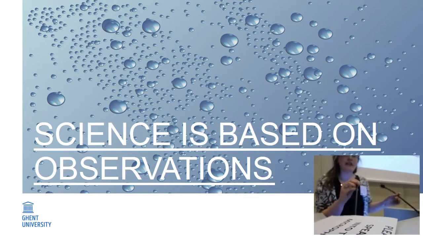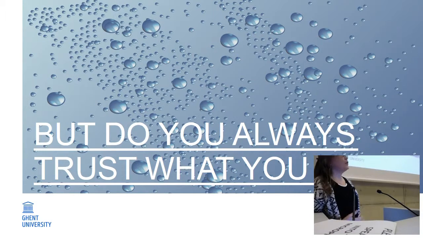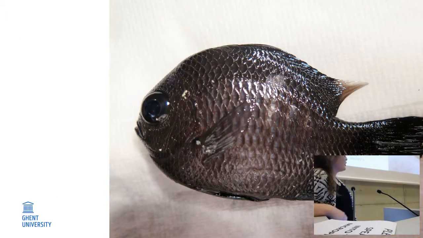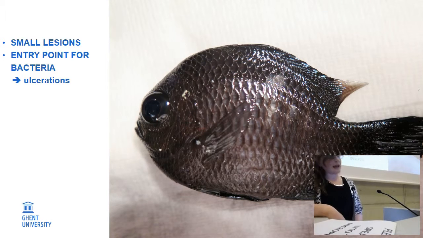I think we all agree that science is mainly based on observations. But the question is, do we always trust what you see? So if I show you this picture of a fish, you will probably see a healthy fish. However, this fish has 3 small lesions. And although they are small, they can be an entry point for bacteria and cause larger skin ulcerations.